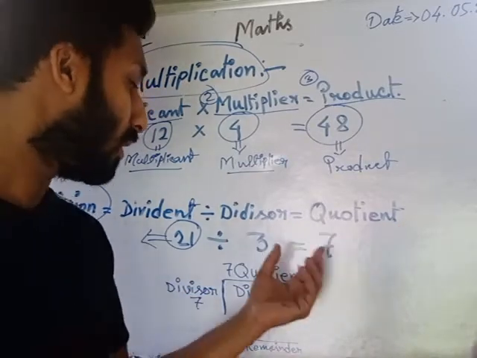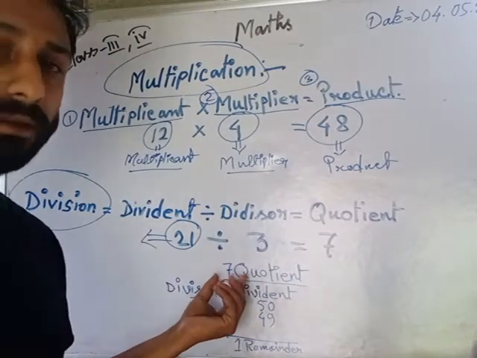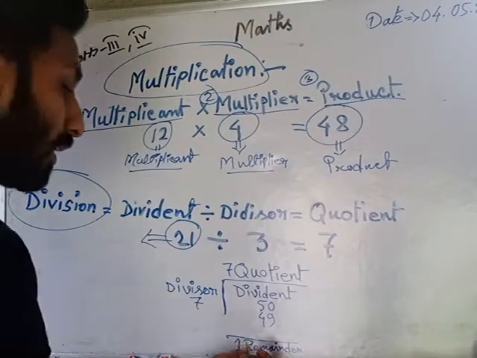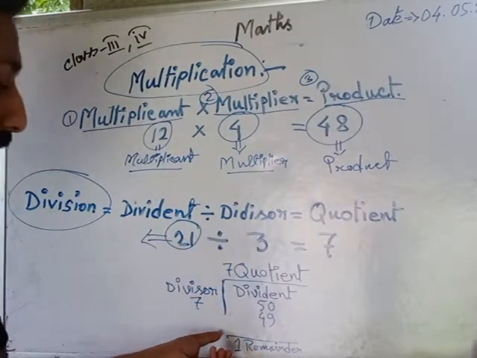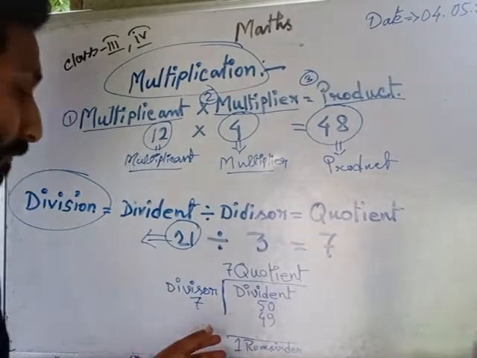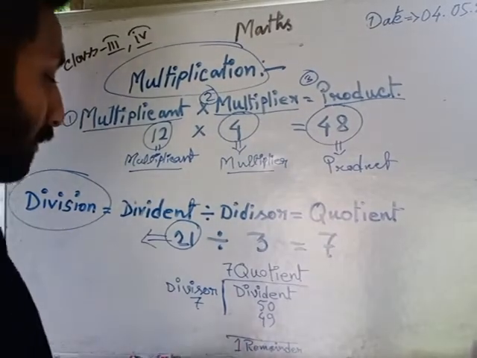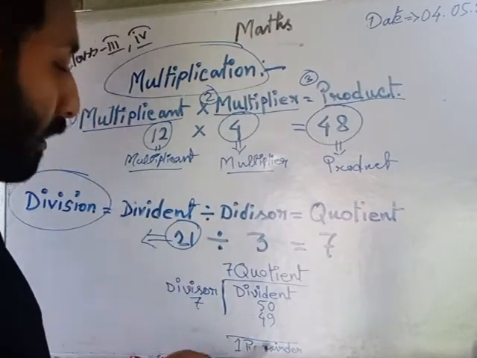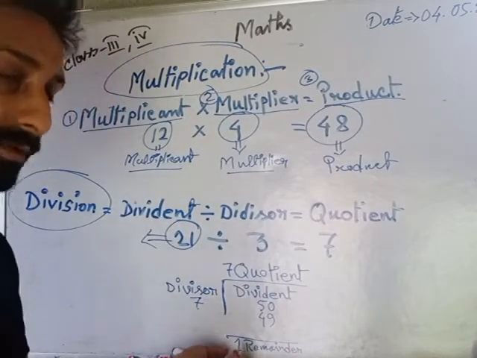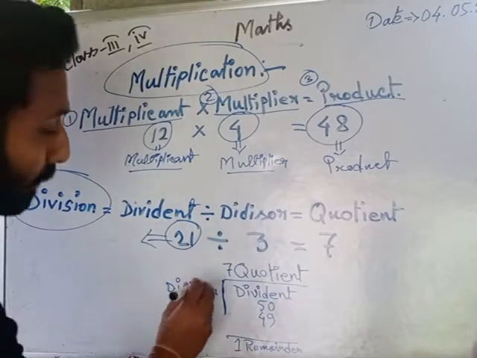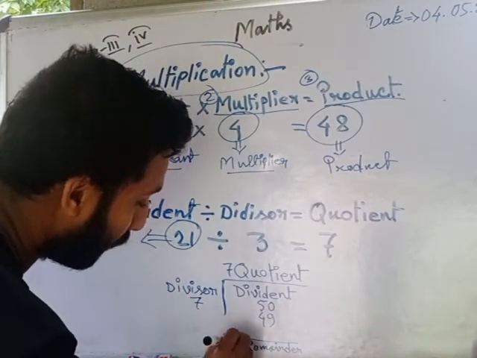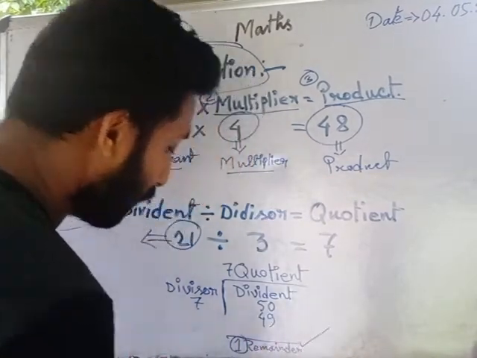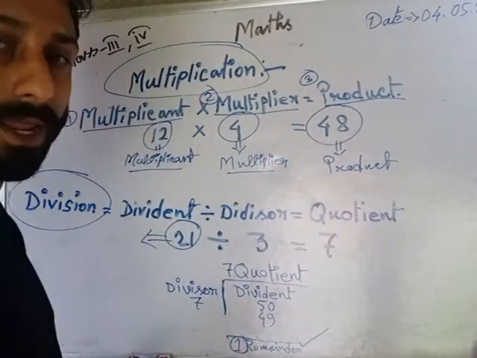After that, quotient. Quotient is the result of division. Remainder. After division, whatever is left is called the remainder. Suppose 7 sevens are 49, 1 is left after division, so we get 1 as a remainder.